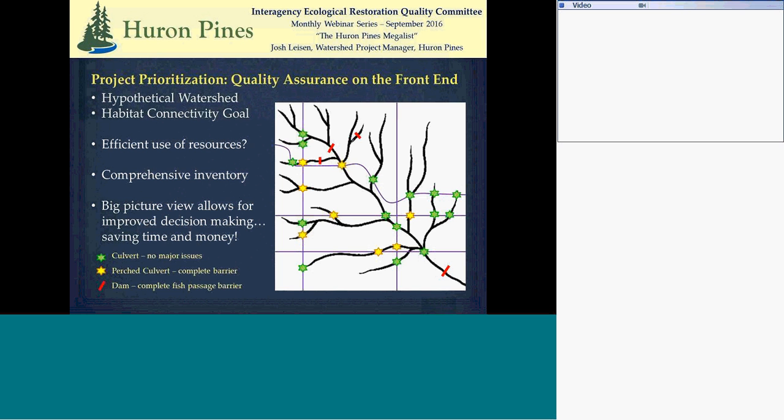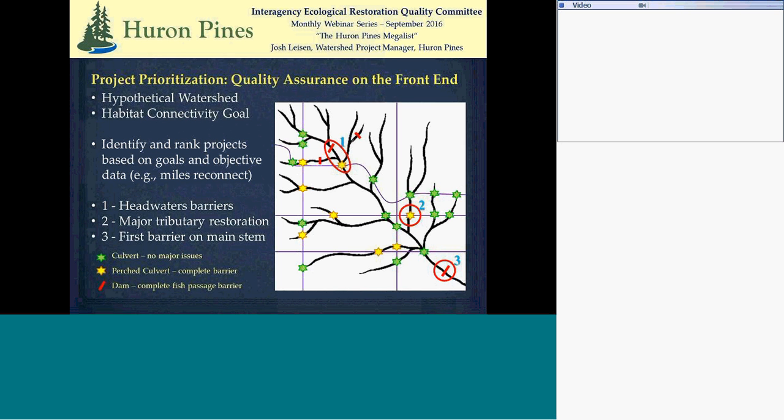So this time, let's assume you completed a comprehensive inventory of all the road stream crossings and known dams throughout the watershed. Now you have a big picture view that allows for improved decision making, which in turn helps save time, money, and other resources. In this case, you can see that the road stream crossing from the previous slide failed to meet its aquatic organism passage goal because there are several dams upstream from it that are acting as fish passage barriers.